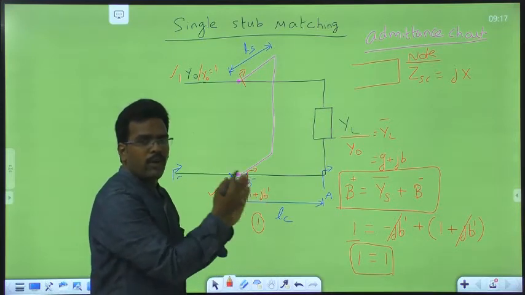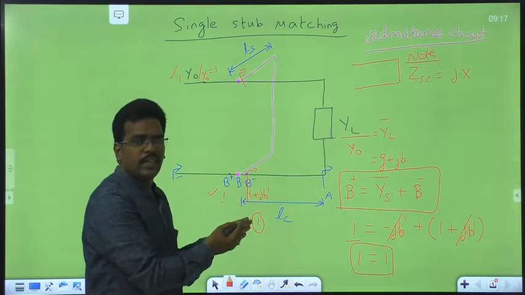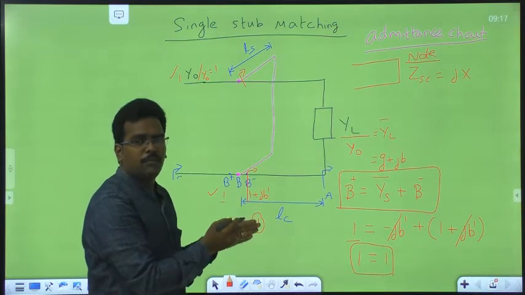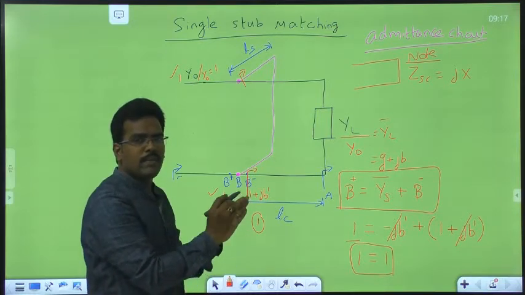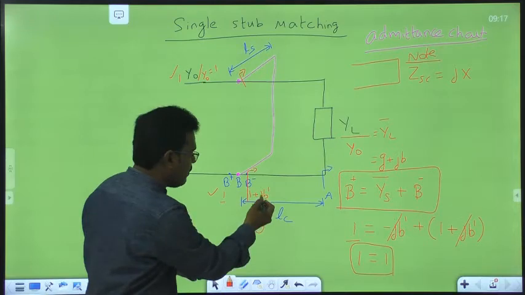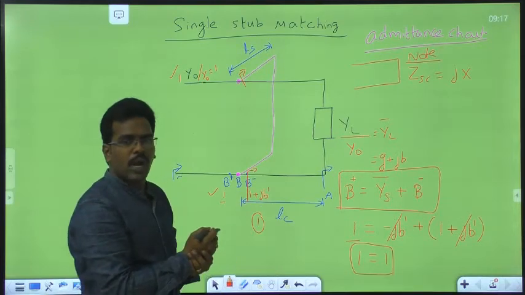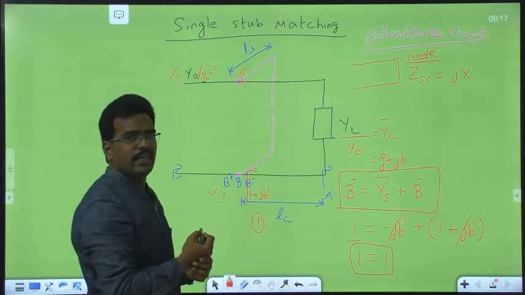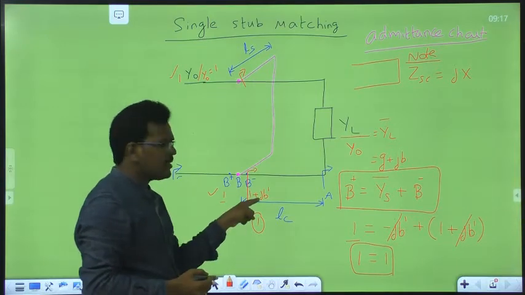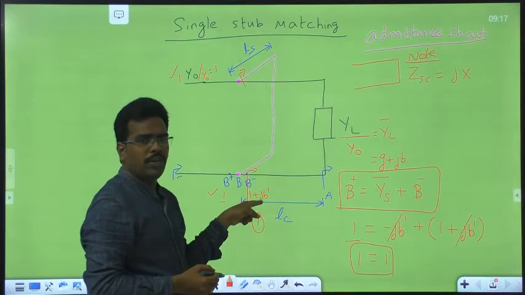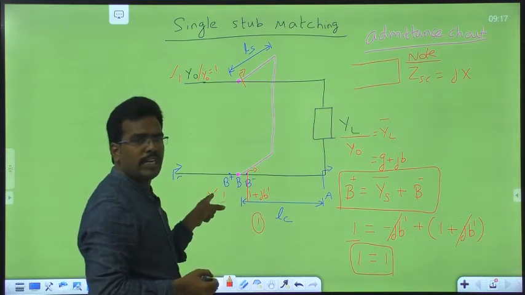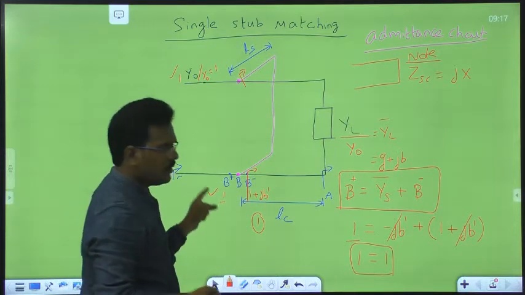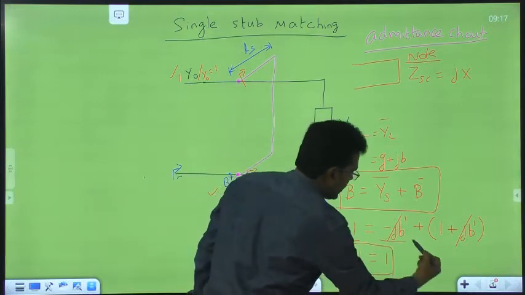Choose the location of the stub in such a way that the real part of the input admittance is 1 and contains some imaginary value, that is 1 plus jB dash. Now we have to choose the length of the stub in such a way that it should nullify this imaginary value. Therefore, it is going to give a value of 1 at B plus point. So that's what I have written here.